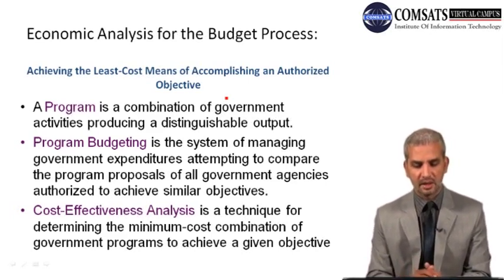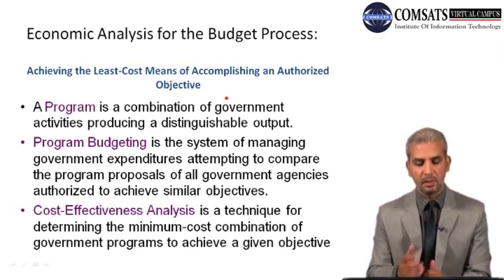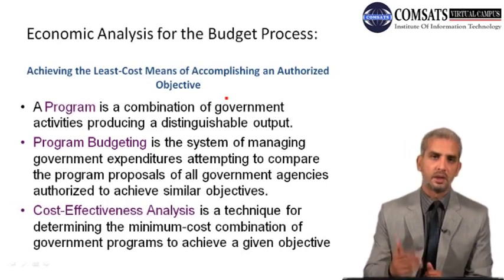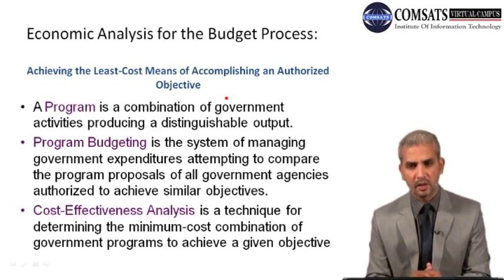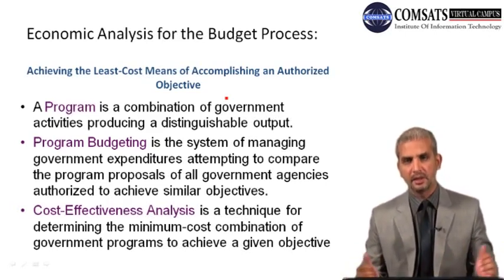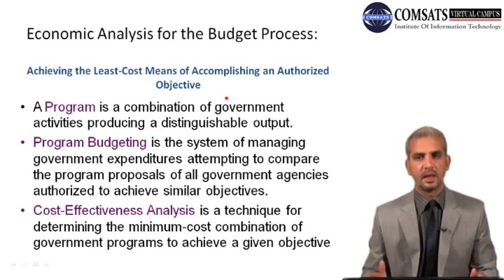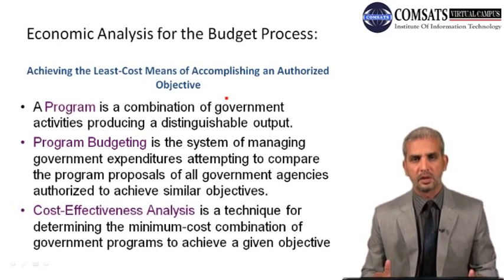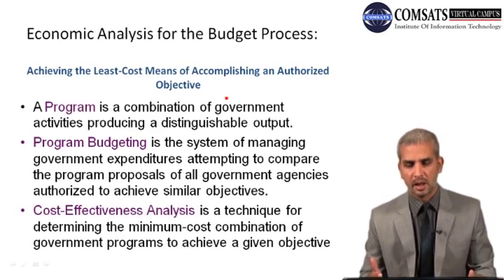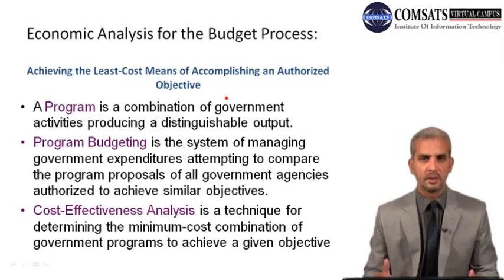Then cost effectiveness analysis is basically a technique for determining the minimum cost combination of different government programs to achieve a given objective. Now, what is the objective? The objective is to prolong human life, for example. That prolongation of human life can be taken up by various government agencies. One agency might put up a very efficient proposal for a fire safety system. Another agency might put up a proposal for road traffic accident prevention. A third agency might be proposing a program for cancer research.